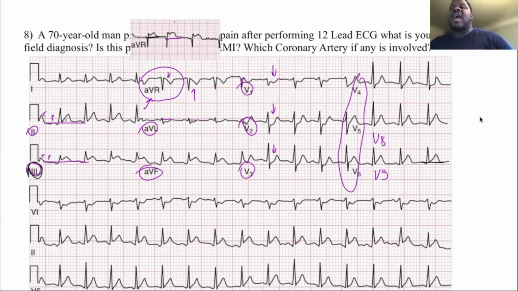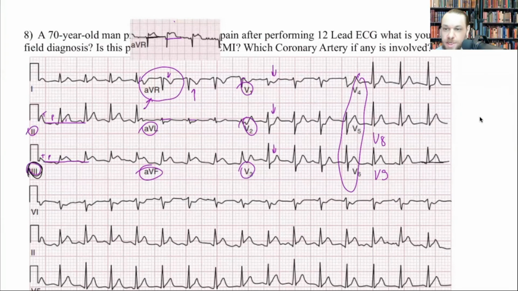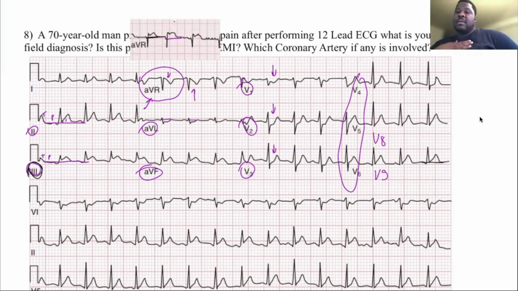But what happens if you're having a lateral wall MI, with ST elevations in V5 and V6? Would you still be able to tell that they're having an occlusion inside the circumflex? To be honest with you, the only way you truly know is when you take them to the cath lab and they go in with that catheter and push dye and see what's what. So we wouldn't be able to recognize. No, we wouldn't.